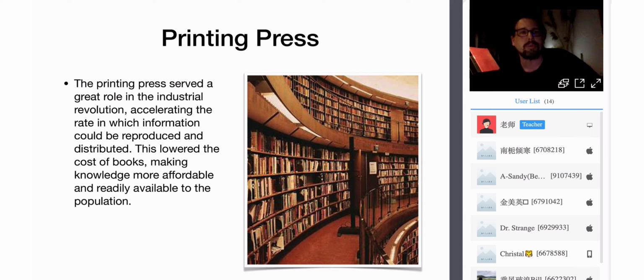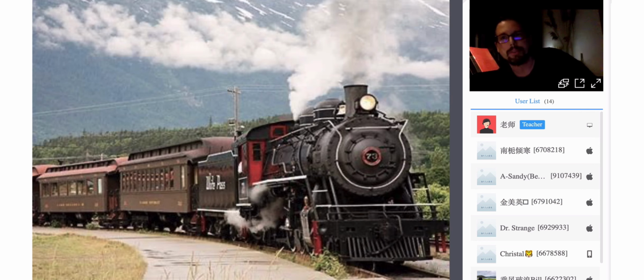The lowered costs of books, making knowledge more affordable and readily available, again, shifted society towards being more knowledge-driven rather than labor-powered, I suppose. The steam engine.